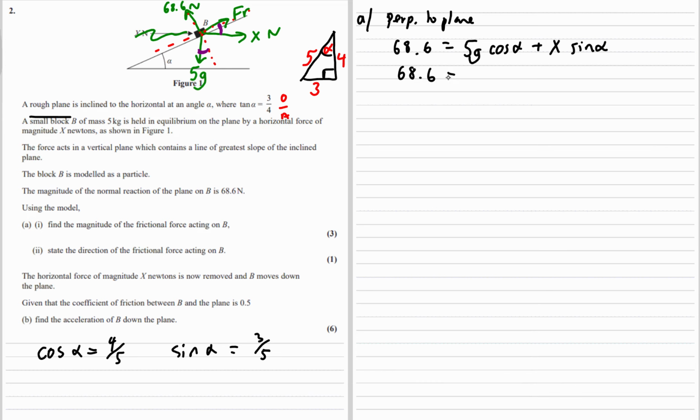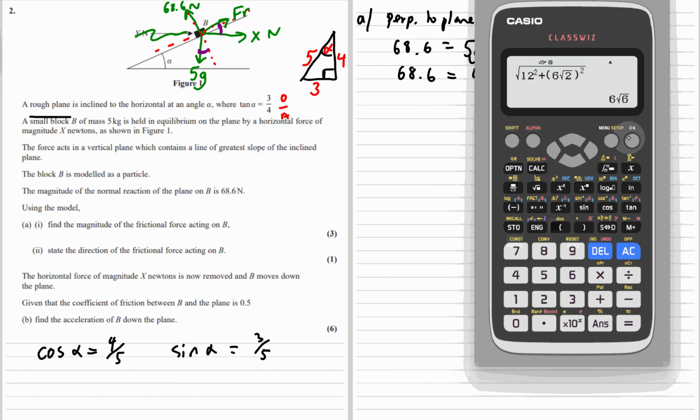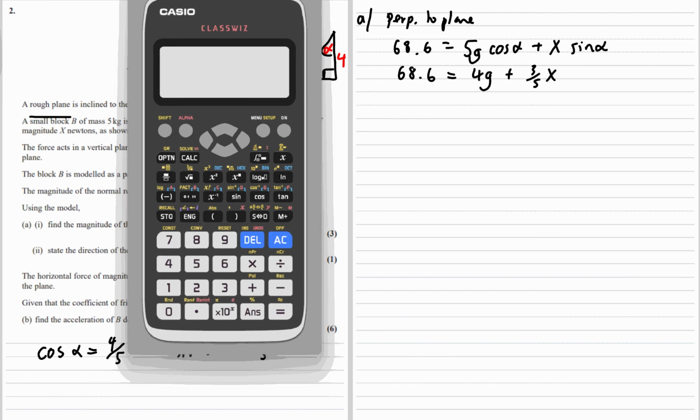So 68.6 equals: cos alpha is 4/5, and 4/5 of 5 will be 4, so that's 4g, plus sine alpha is 3/5, so 3/5 of x. So if we do 68.6, take away 4g, times 5, divide by 3, we get x. We may as well do that. I'll use the calculator. I don't want to do too much in my head.